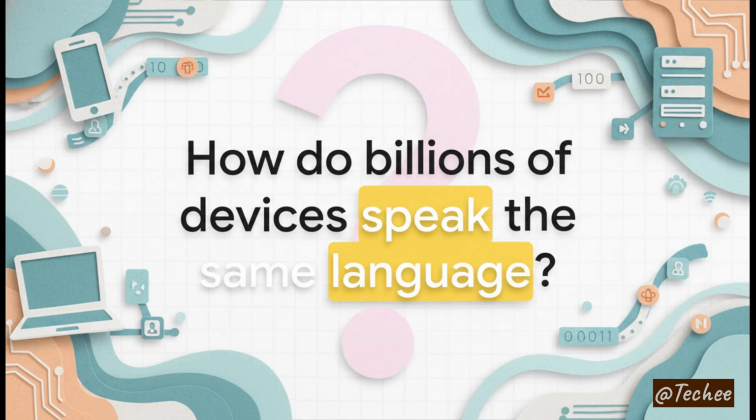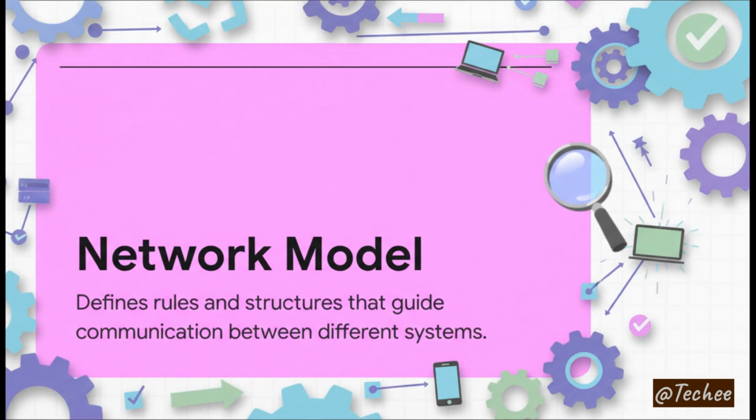Let's start with a really big question. How is it possible that billions of completely different devices can all speak the same universal language? I mean, how does your phone, your laptop, and some random server on the other side of the planet all manage to communicate flawlessly? Well, the secret sauce really is something called a network model, and you can think of it just like a universal rulebook for communication.